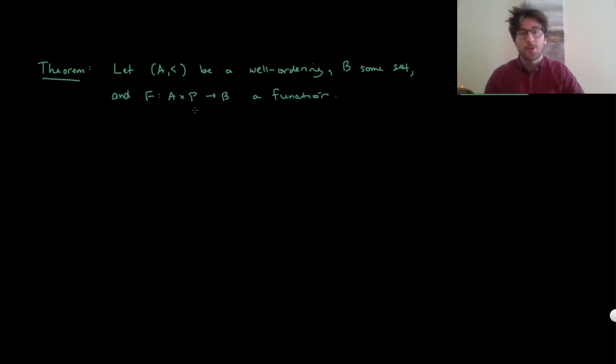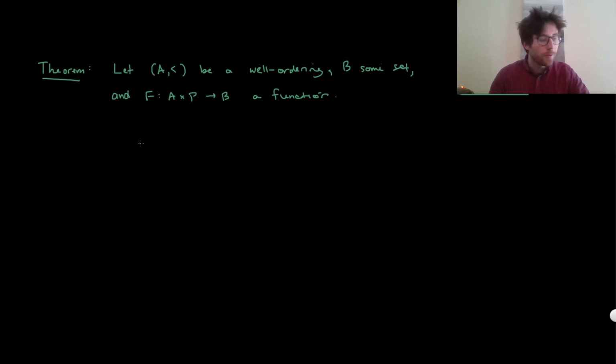This was supposed to represent the rule of our recursive definition, where P is representing the set of all the partial functions from A to B. And in practice, P is supposed to just keep track of all the previously defined values of our recursive function. B is supposed to be representing the output, where all of the outputs of our recursive definition are supposed to be living. So we're given a well-ordering, some set, and some rule of a recursive definition.